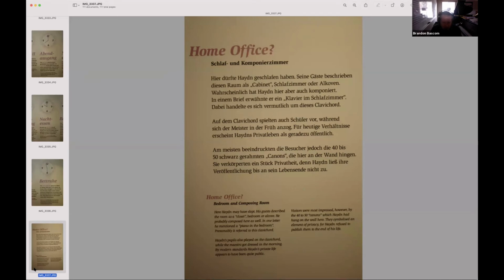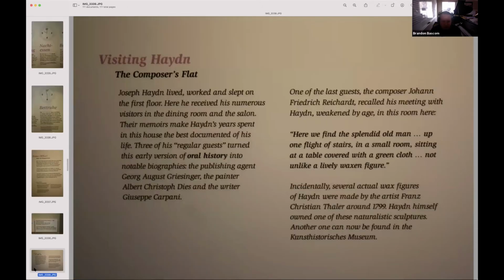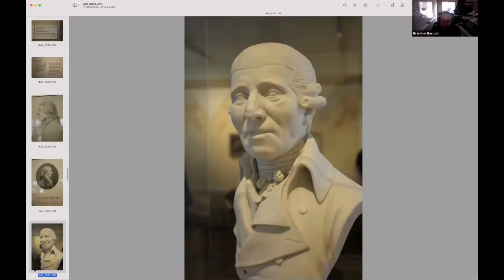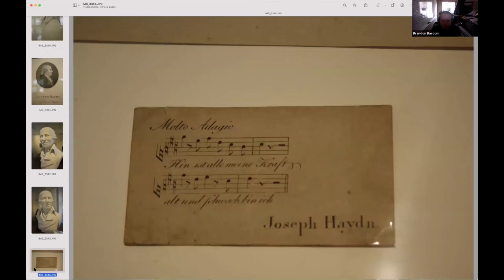By modern standards, Haydn's private life appears to have been quite public. Visitors were most impressed, however, by the 40 to 50 canons which Haydn had hung on the wall here. They symbolized an element of privacy, for Haydn refused to publish them to the end of his life. There's one of the busts. This is Haydn's business card.